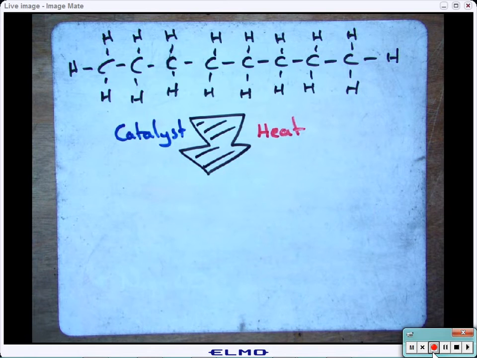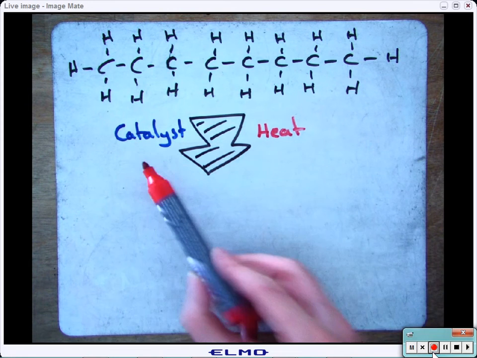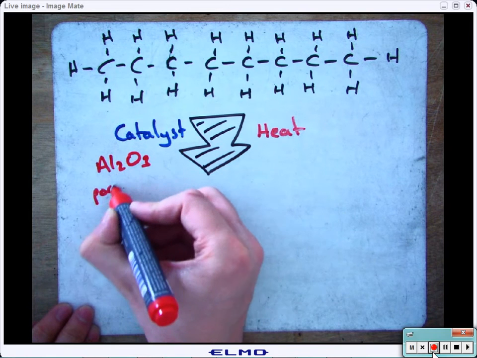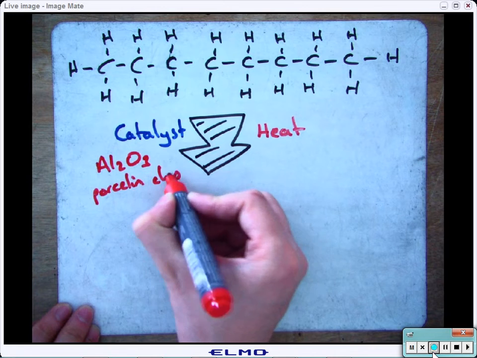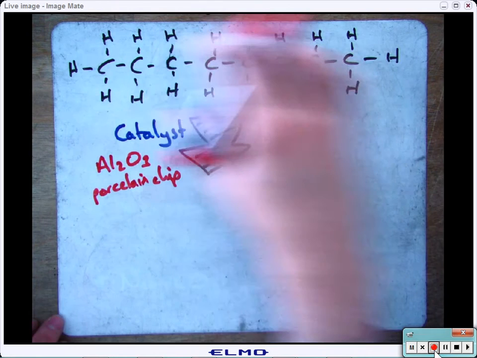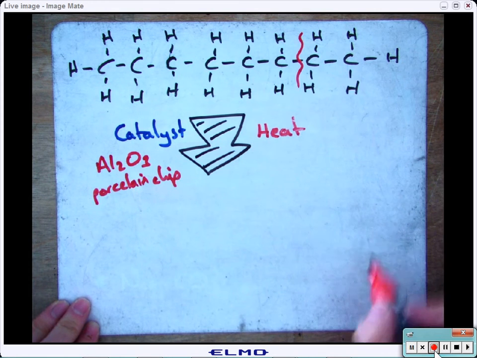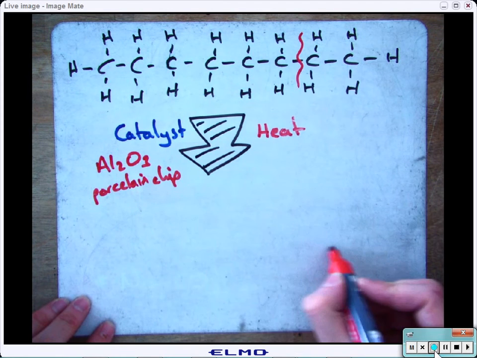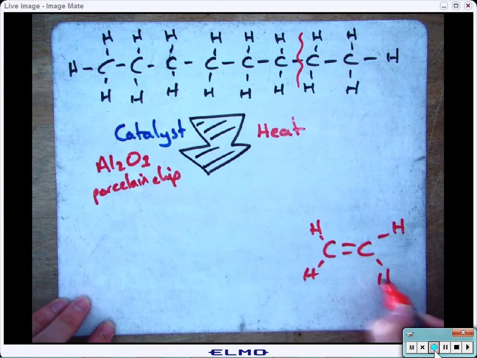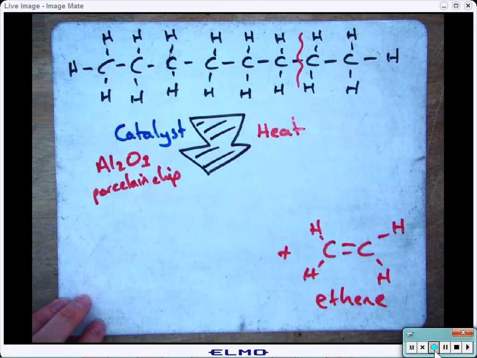So cracking is where we take a large chained hydrocarbon, such as octane here, we apply heat and we use a catalyst such as aluminium oxide or porcelain chip. Now what this does is it breaks down a long chained hydrocarbon into a shorter chained alkane and alkene. So we end up breaking it here. The molecule then rearranges to give you an alkene, which in this case is ethene, and our long chain one.